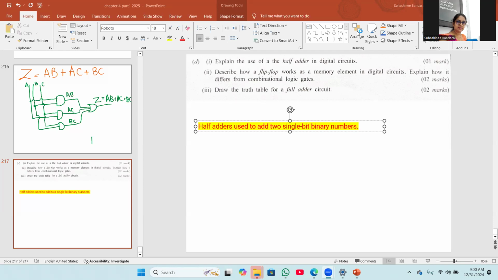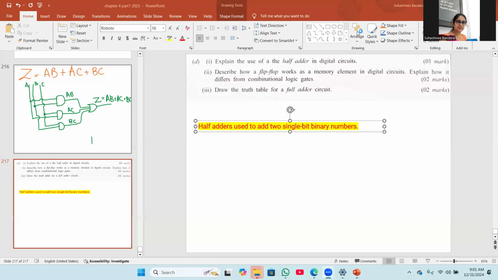Describe how a flip-flop works as a memory element in a digital circuit. Explain how it differs from combinational gates. Okay, flip-flop we use in the sequential circuit. Let's keep it for a while. Draw the truth table for the full adder. We did the half adder. Okay, I'll do the third one first, then later we'll do the flip-flop.